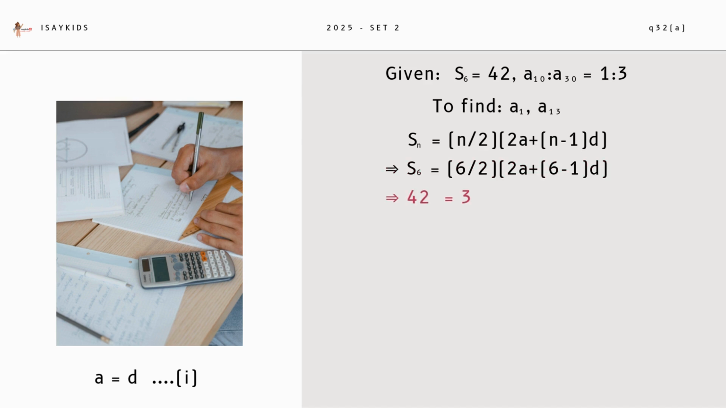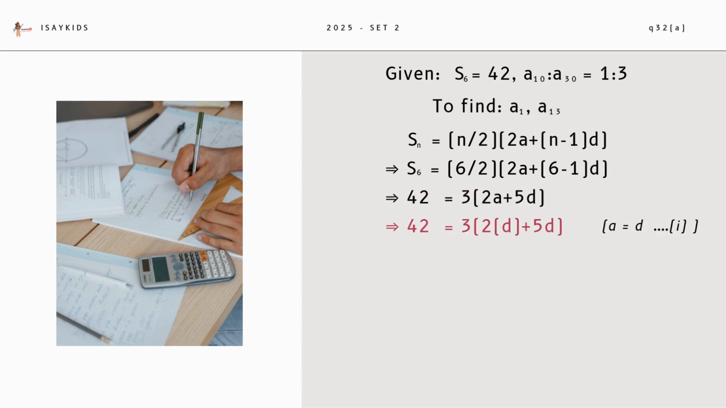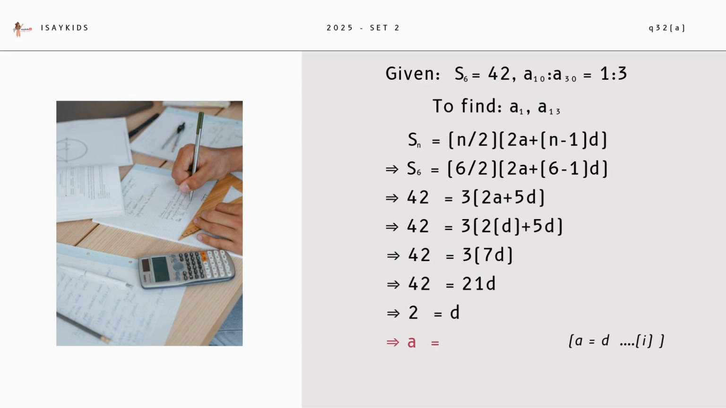6 by 2 times 2a plus 6 minus 1 times d. Thus, 42 is equal to 3 times 2a plus 5d. Or we can say 42 is equal to 3 times 2 times d plus 5d, since a is equal to d, we just found that. So 42 is 3 times 7d. So d is 2. And we know that d is equal to a. So a is also 2.